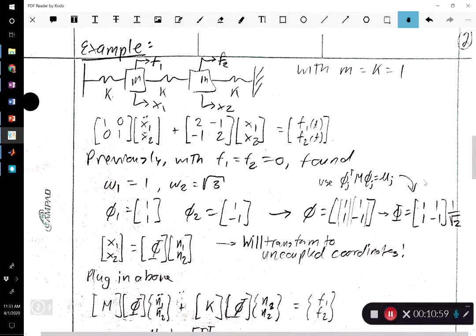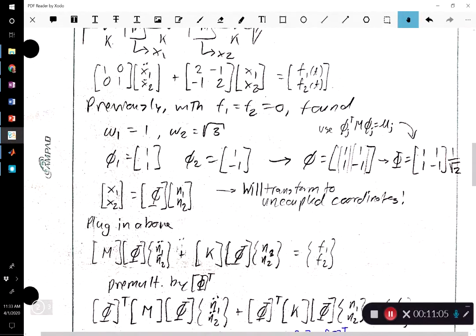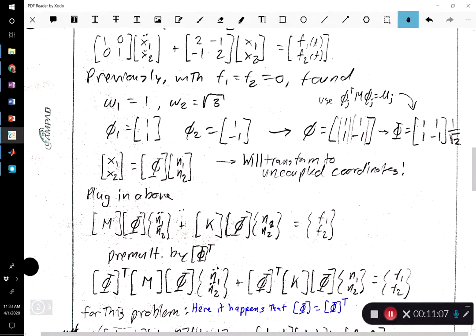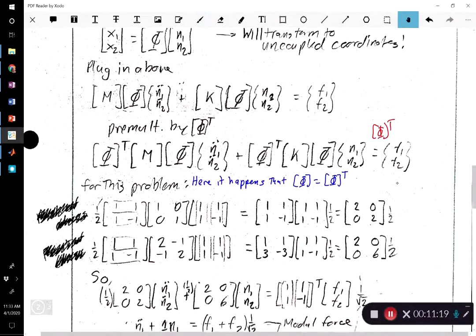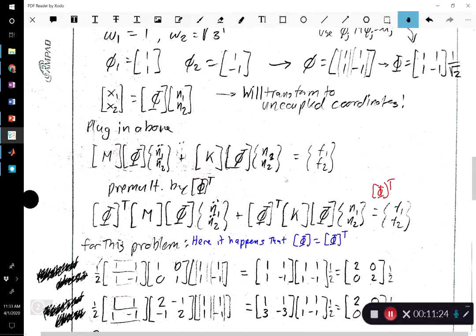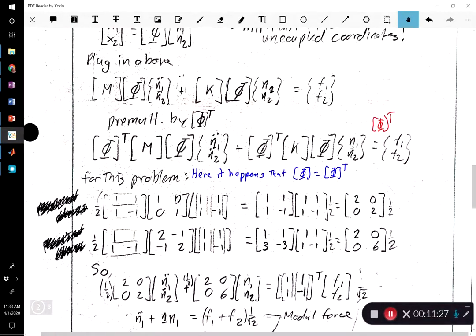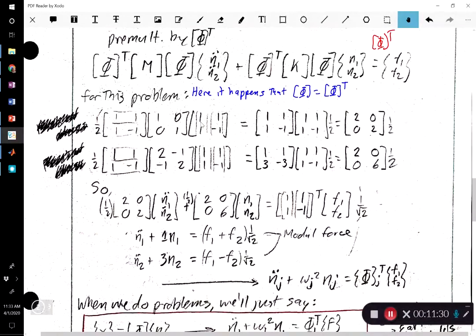So if we want to solve for the free response of this system, we can use this transformation now to uncouple the equations. So again, we'll plug in, pre-multiply by phi transpose, and oops, there's a phi transpose missing from this term right there. And here it happens that the phi matrix is symmetric. This is phi transpose M phi. And let's look at some of these directly. So this is just an identity times phi, so that's going to do nothing to the equation.